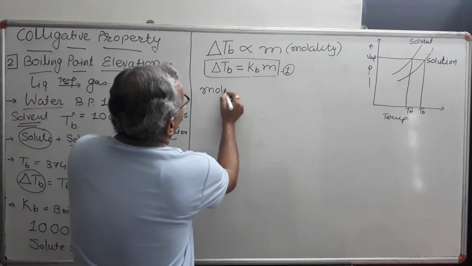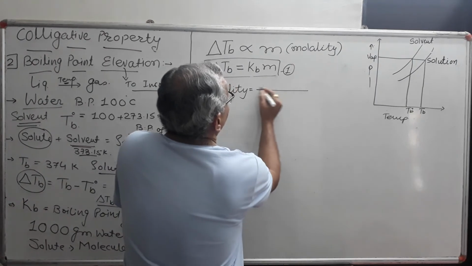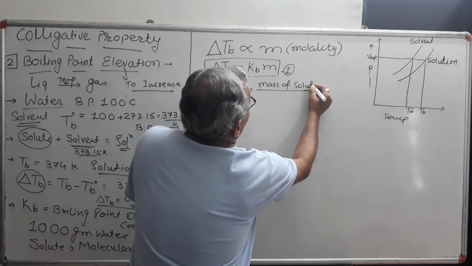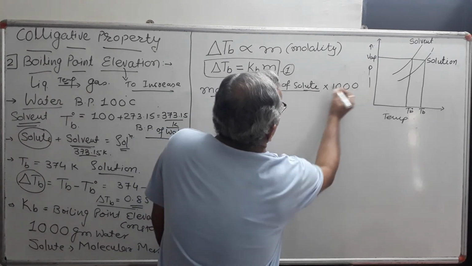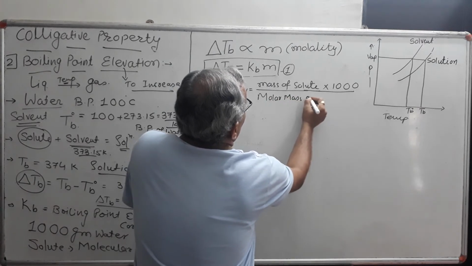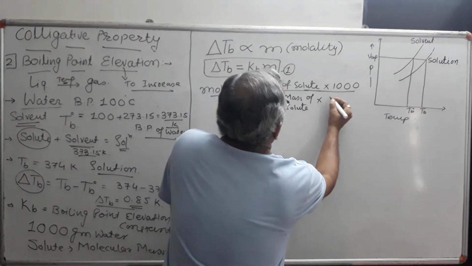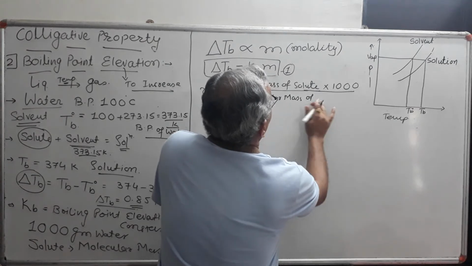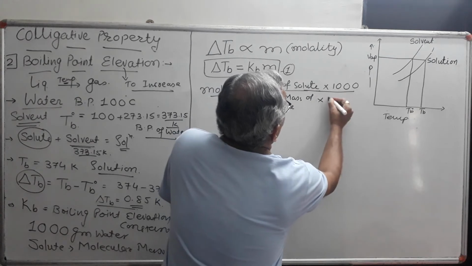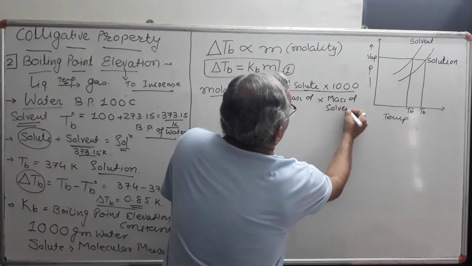As you know, molality is found by dividing the mass of solute into 1000, by the molar mass of the solute into the mass of solvent.